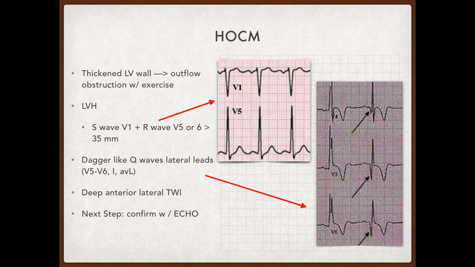Okay, so basically HOCM doesn't always show up on EKG. It's mostly by history and family history and all that. But if you see left ventricular hypertrophy, where you take your S wave in V1 and your R wave in V5 or V6, and if it's greater than 35 millimeters, that's left ventricular hypertrophy. And if you have your dagger-like Q waves, that can be HOCM.